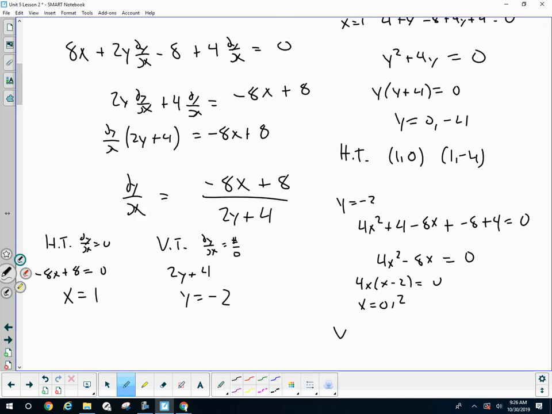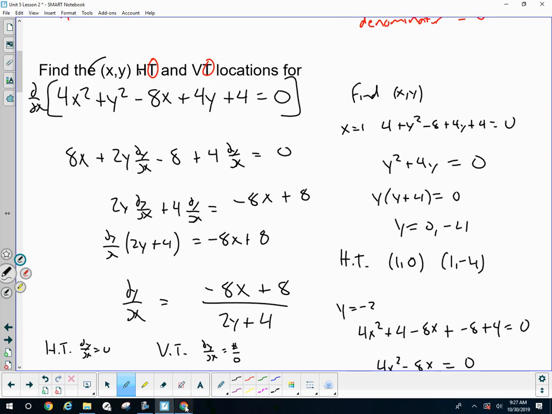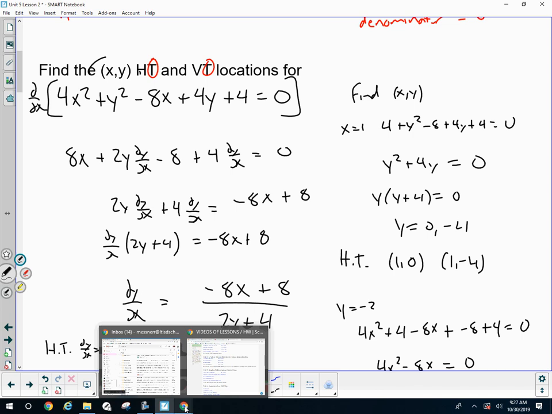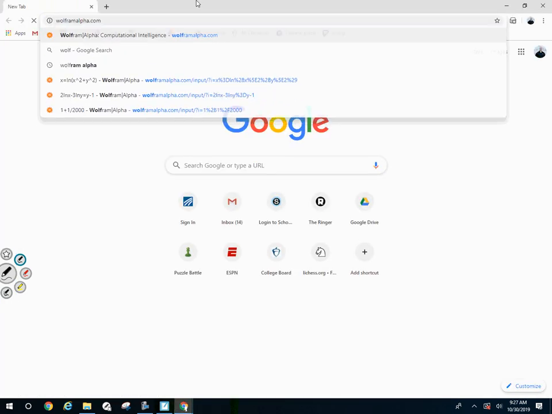Vertical tangents occurring when y is negative 2. My vertical tangents will be at x is 0, y is negative 2, and x is 2, y is negative 2. Now let's just confirm. I'm going to go ahead and graph this so that we can confirm that we are correct.